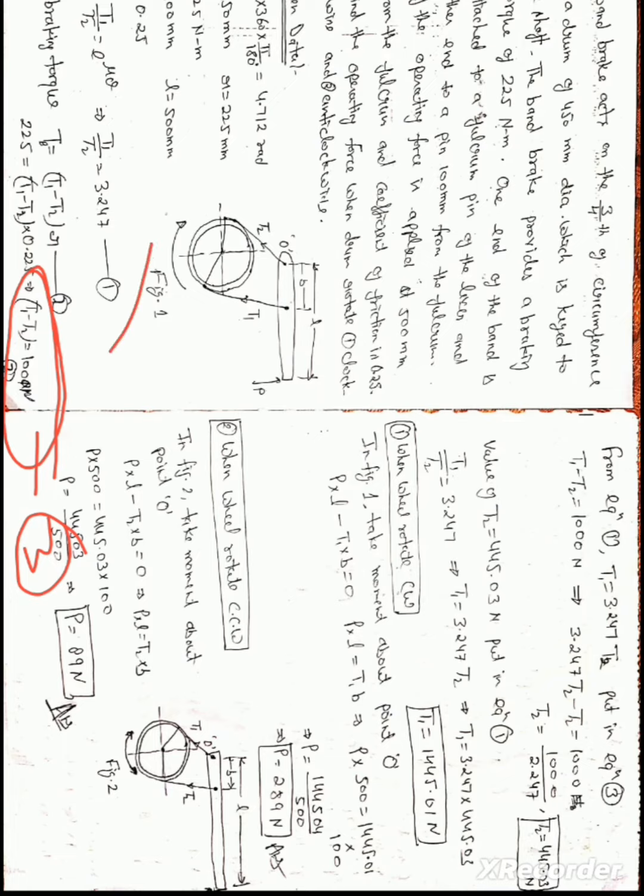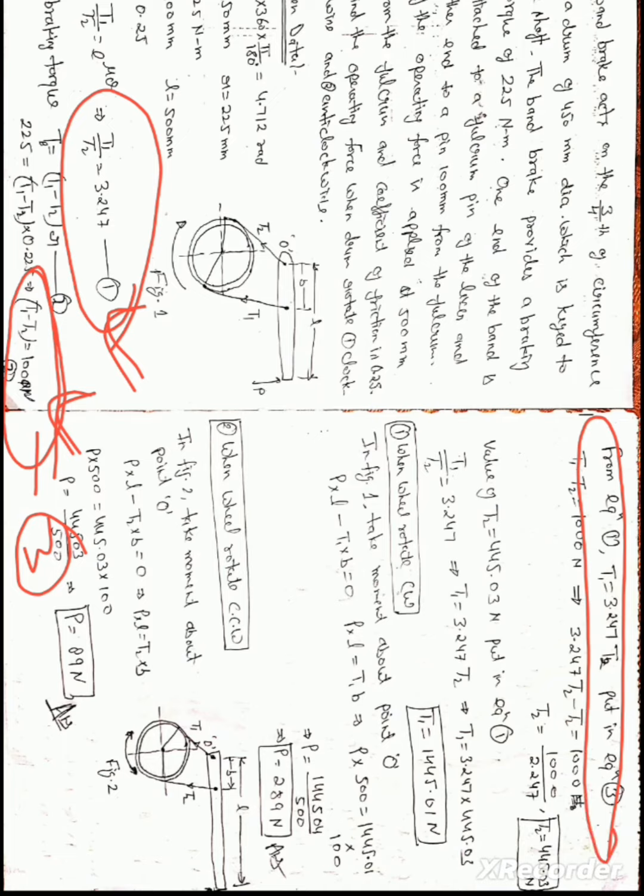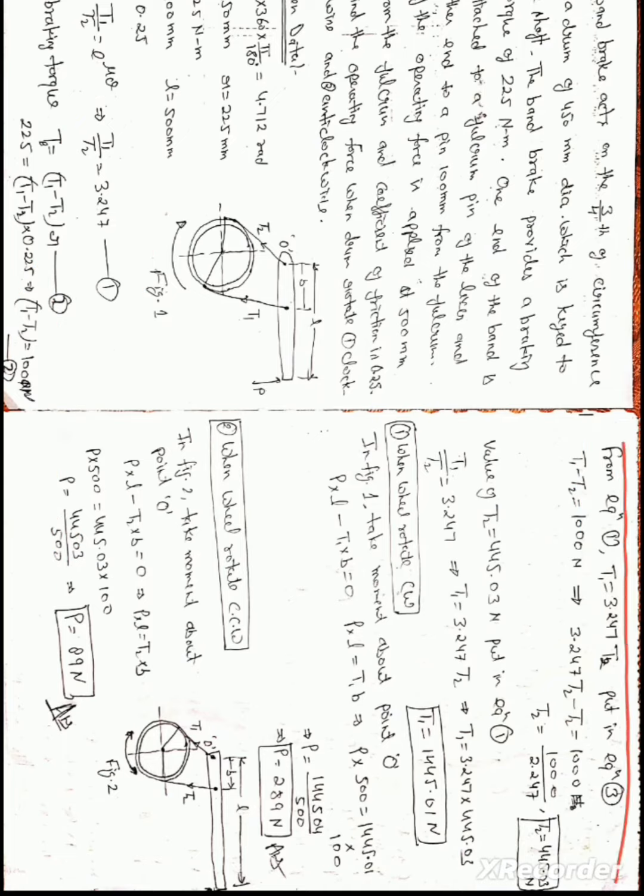From equation number 1, T1 equals 3.247 T2, and putting the value of T1 in equation number 3, we got the value of T2 as 445.03 Newton. This is the exact value.